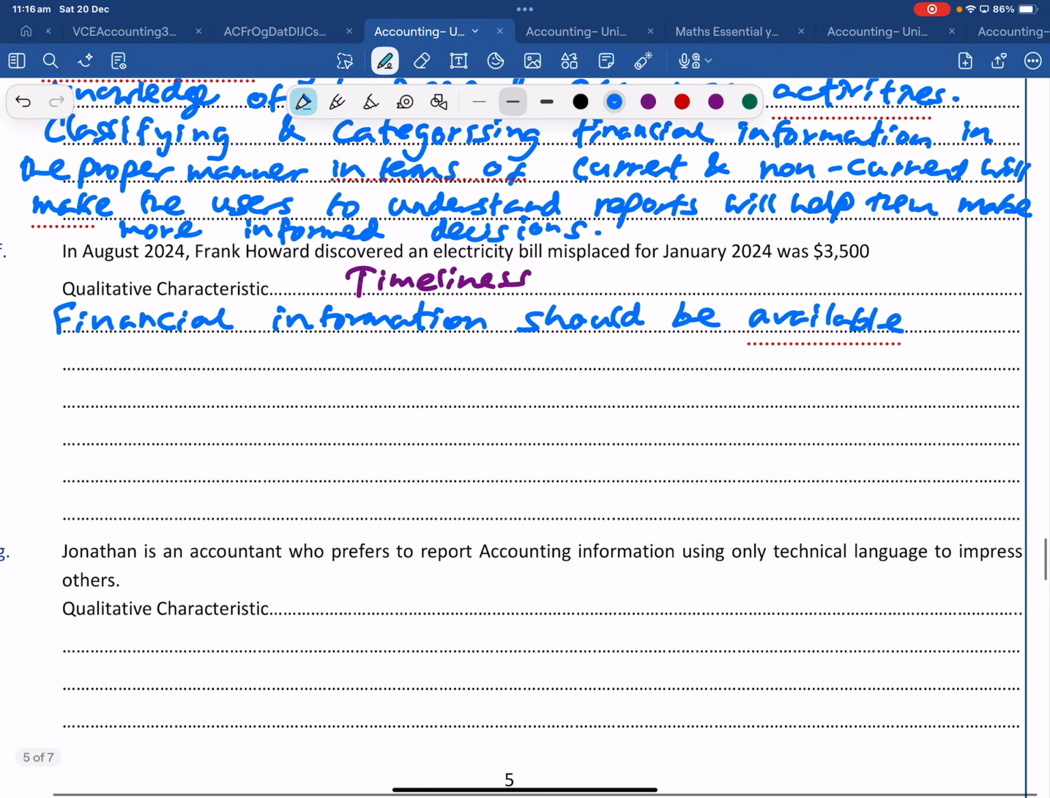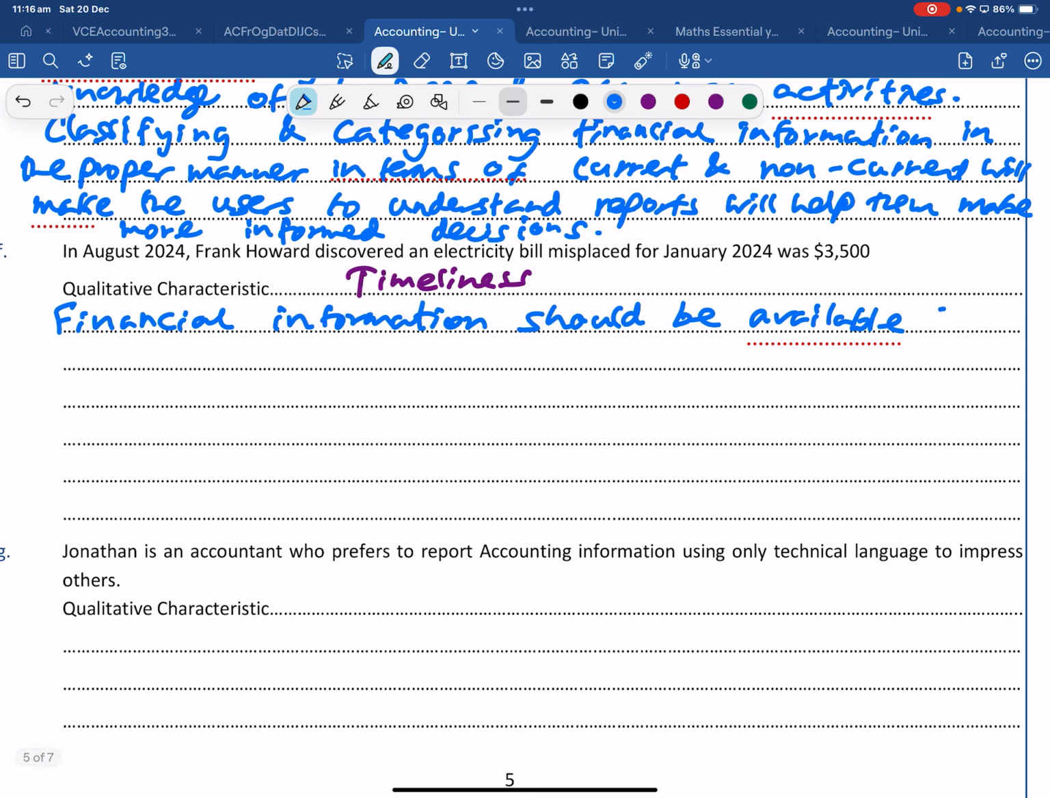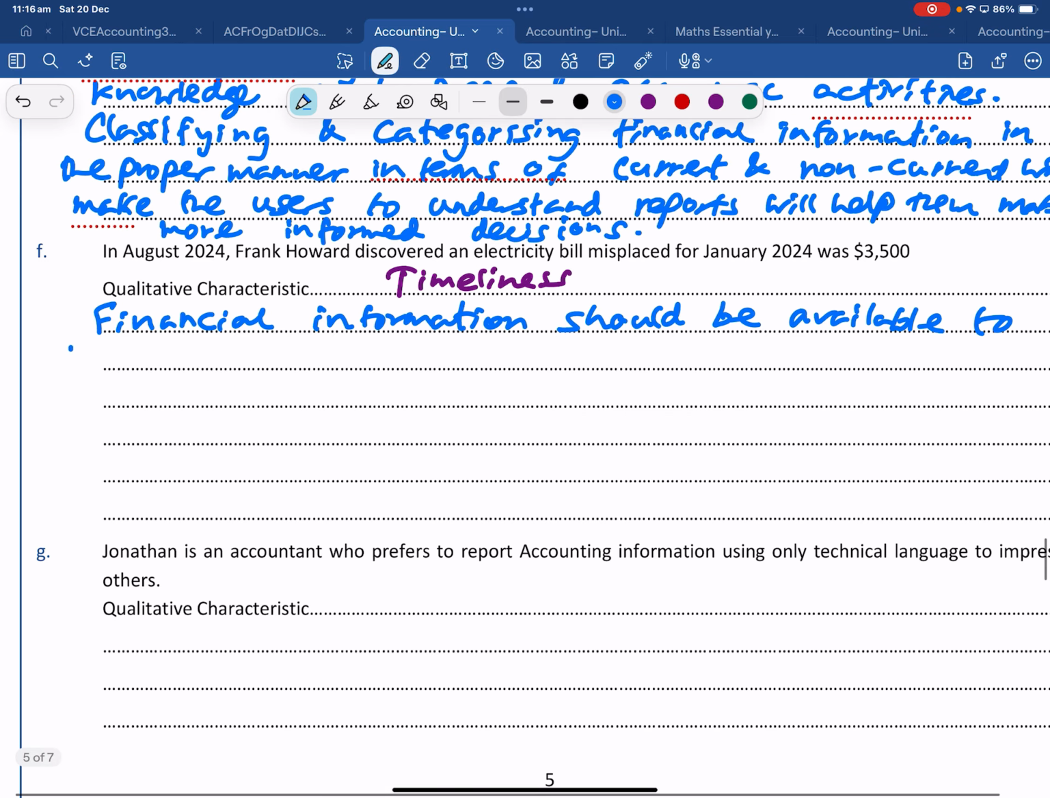Should be available to decision makers. Tinoro, take down. Oh, I already have the timeliness one. I already got the lines. Give me. So you didn't take down the previous one? I did. You did?